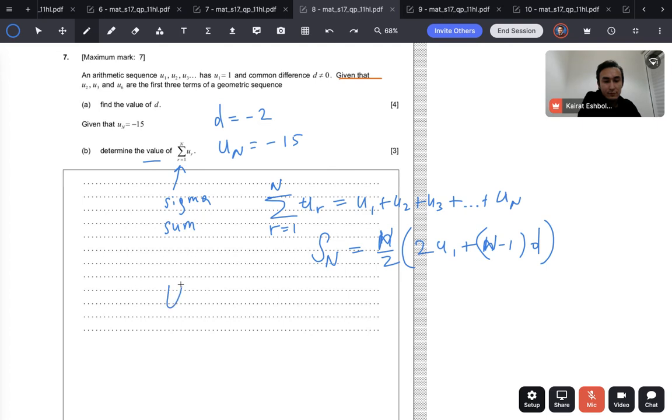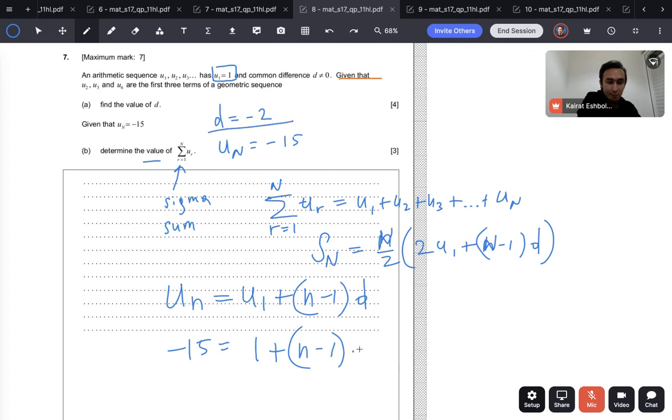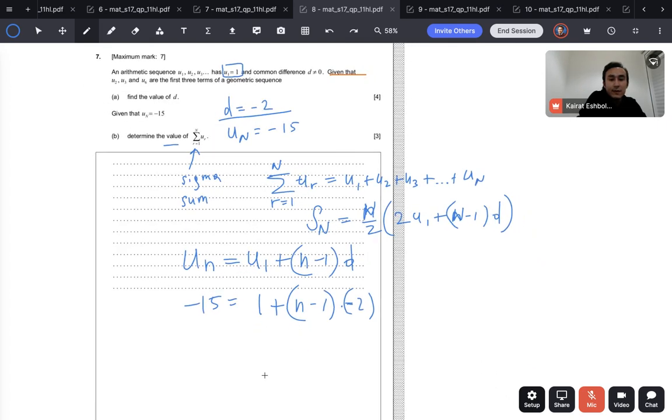We're going to use this formula, which is un is equal to u1 plus n minus 1 times d. Now, instead of un, keep in mind this capital N and small n are the same, we put negative 15. u1 is 1, it's given at the very beginning. So 1 plus n minus 1 times d, and d we have found is negative 2, so we put negative 2 here. Then from this equation we can solve for the value of n.